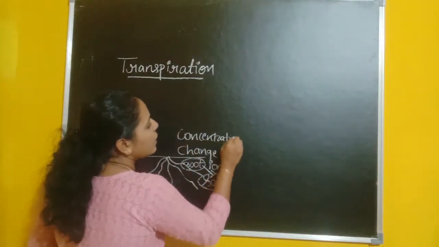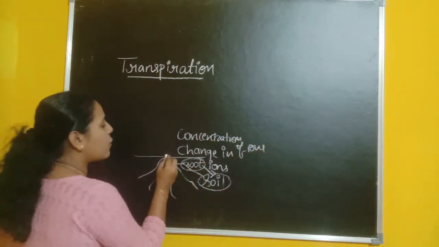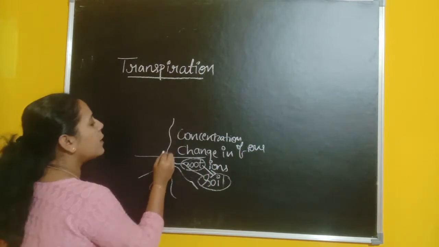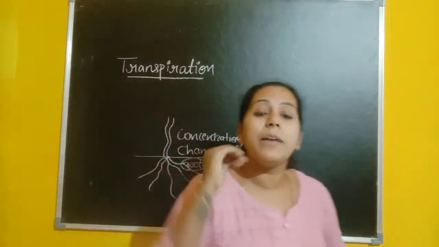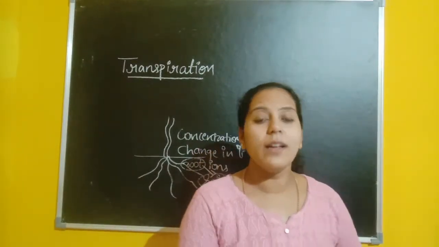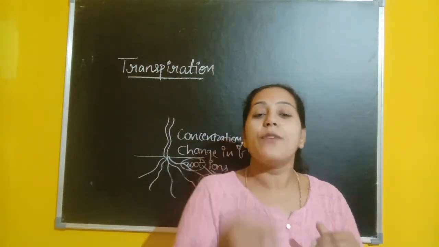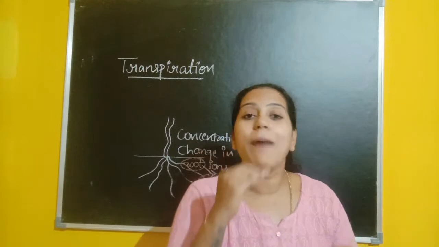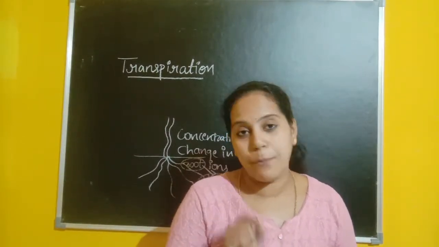This change in the concentration of ions helps the water to move upward in the plants. Both the water and minerals get transported from the roots to different parts of the plant body. You must know this very importantly, children.